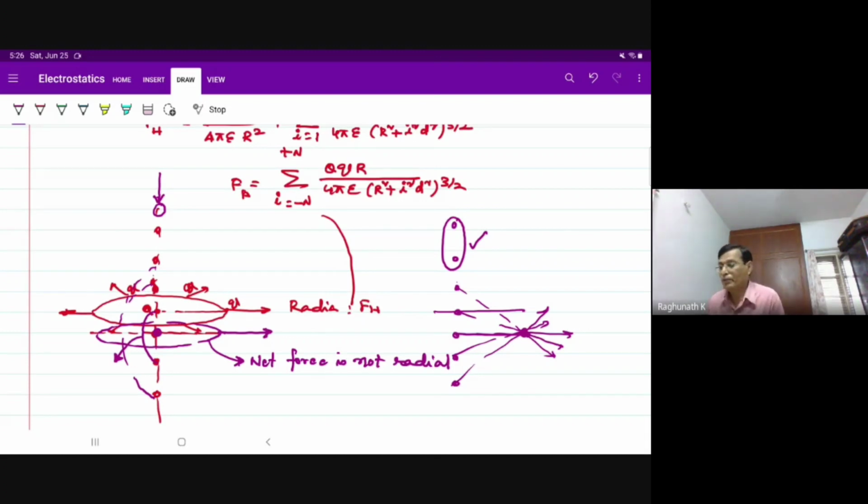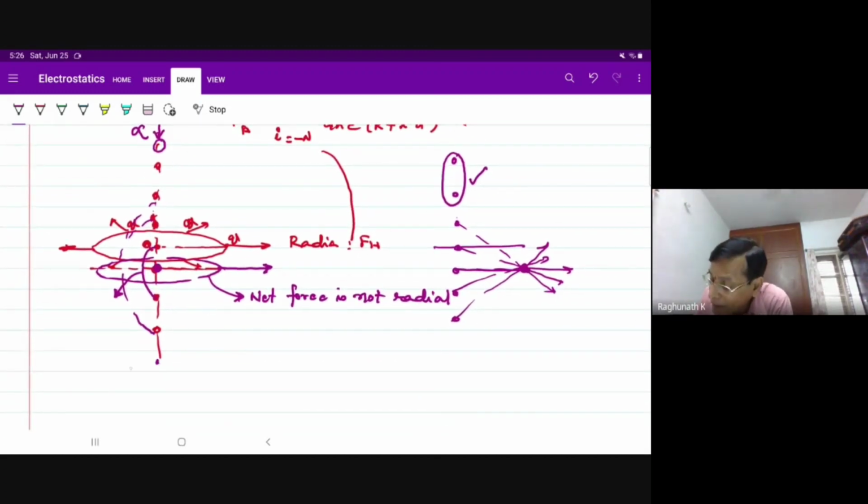But if there are infinitely many charges above and infinitely many charges below, what will happen? Last point for this symmetry discussion. If there are infinitely many charges above and infinitely many charges below, then it will be only radial because of what? When it goes to infinity, it is at infinite distance anyway.